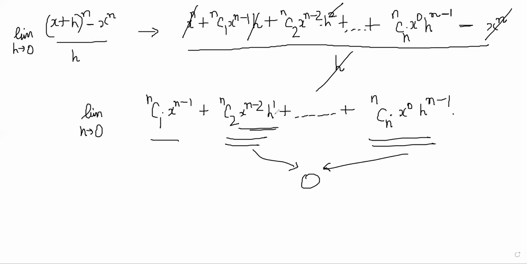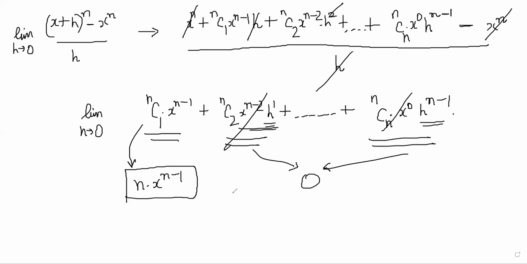All these terms become 0, because of the h present. So everything disappears except the first term. The first term is what? nC1 is n factorial by n minus 1 factorial into 1 factorial, so that is simply n, because n into n minus 1 factorial is n factorial. So this gets cancelled and this becomes n minus 1 factorial, and that gets cancelled, right?